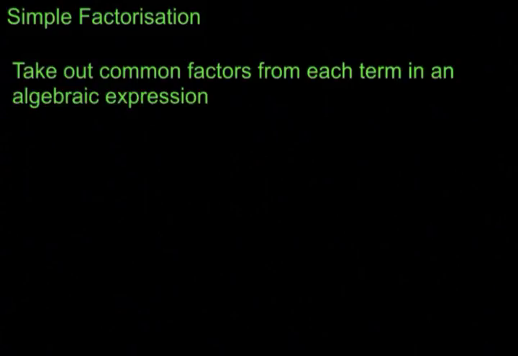Okay, so with simple factorisation, what we want to do is, number one, take out common factors of each term in an expression. Now what this looks like is we'll start with a simple example. Say we've got, first example, 3x minus 18.